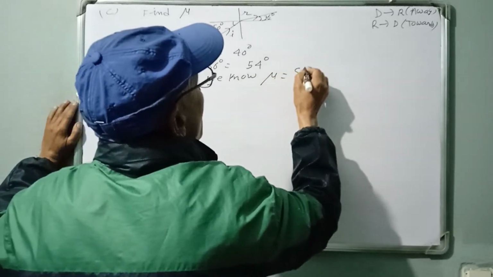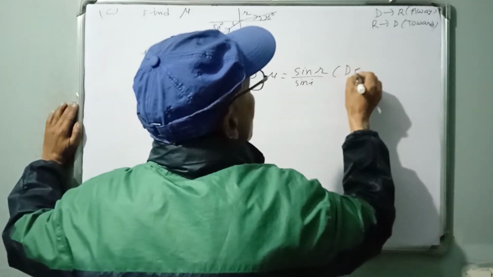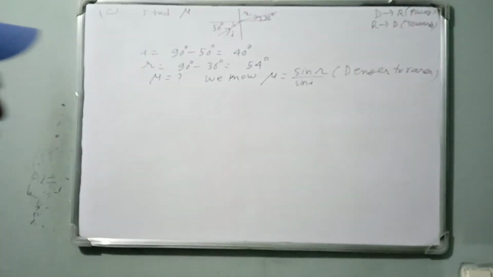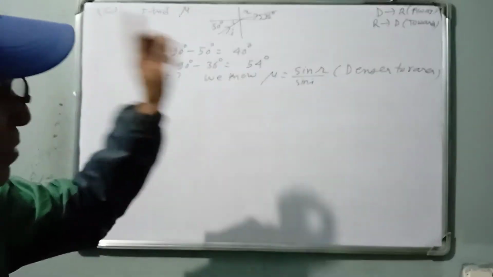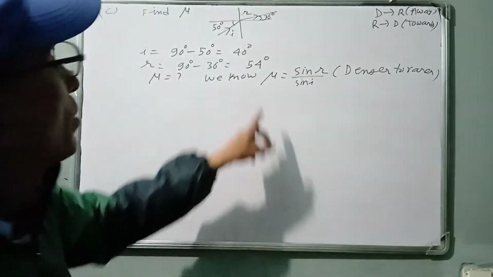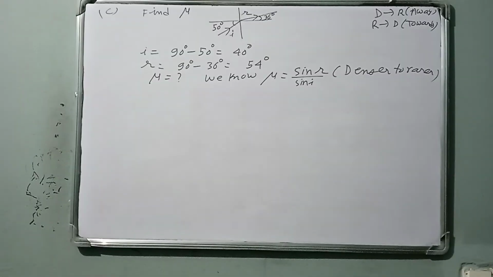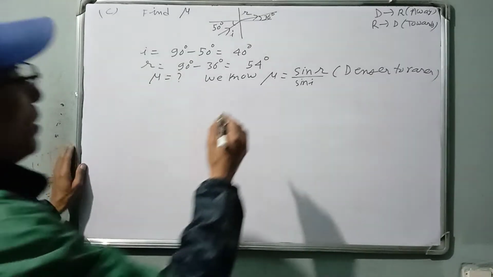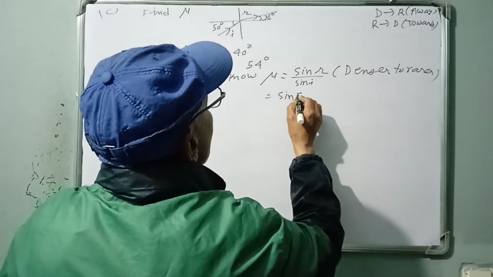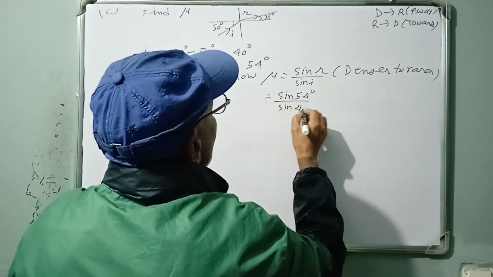refractive index equals sin R by sin I, because the ray is passing from denser to rarer medium. Since the ray is passing from denser to a rarer medium, you have to write down sin R by sin I. Or you can also write 1 by mu equals sin I by sin R. Why? Because the ray is passing from denser to rarer medium. Now, sin R, angle of refraction is 54 degree. Sin I is 40 degree.